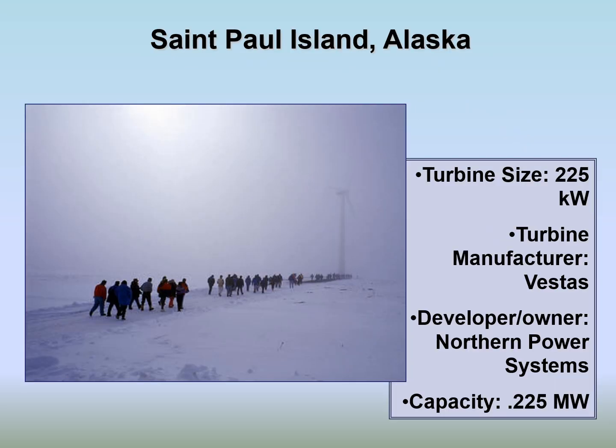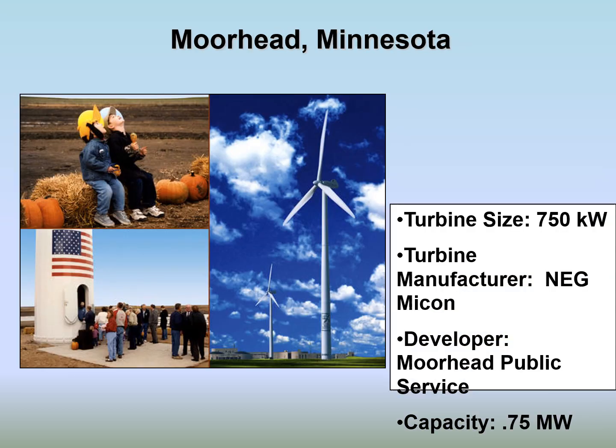Saint Paul Island, Alaska. Turbine size 2 to 5 kilowatt. Turbine manufacturer Vestas. Developer owner Northern Power Systems. Capacity 225 megawatt. Moorhead, Minnesota. Turbine size 250 kilowatt. Turbine manufacturer NEG Micon. Developer Moorhead Public Service. Capacity 75.